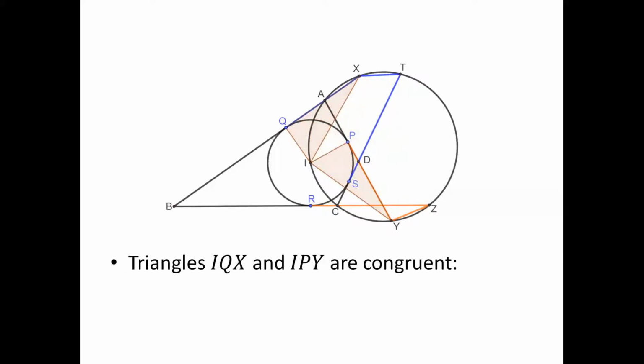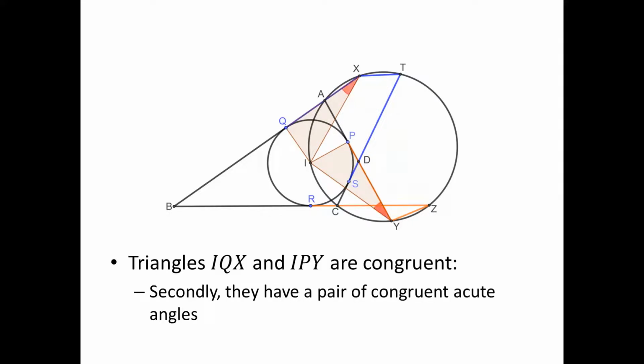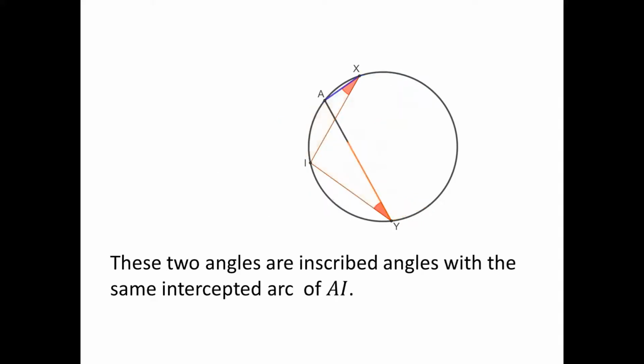Now, let's look at it theoretically. First, they are both right triangles with right angles at the tangent points P and Q. Secondly, they have a pair of congruent acute angles at X and Y. Why is this true? Because these two angles are inscribed angles with the same intercepted arc of AI.